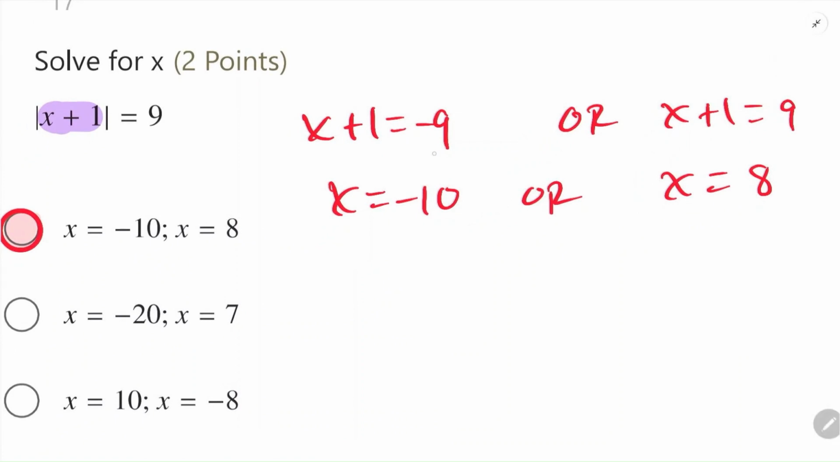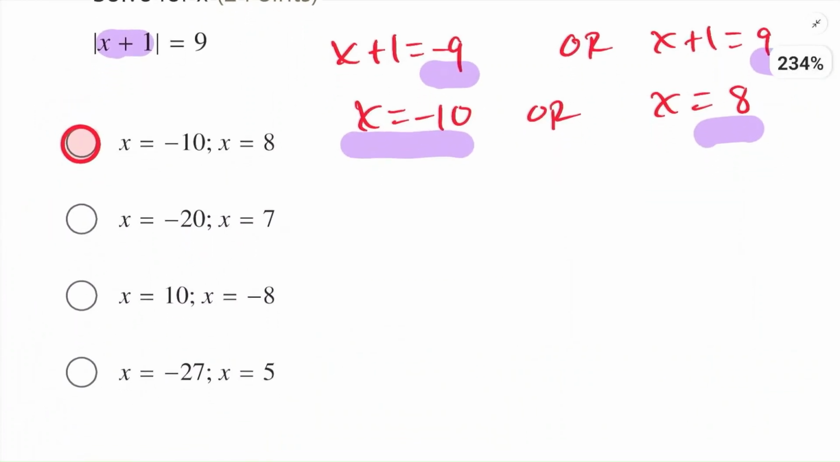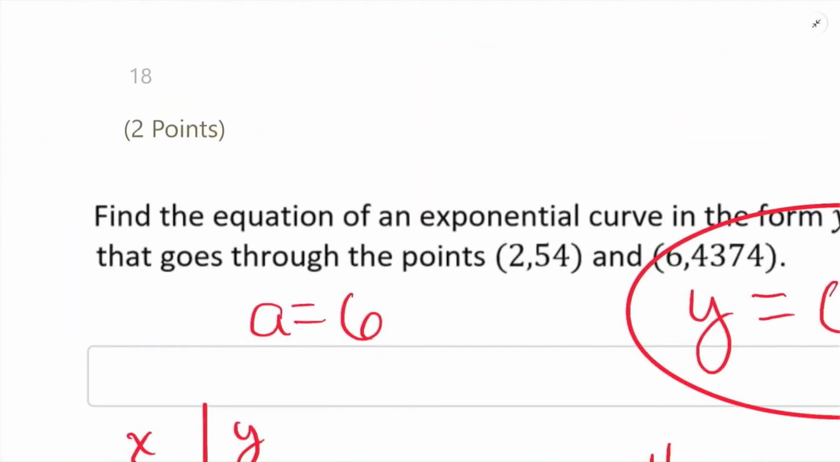If it was negative 9, then I subtract 1 from both sides and I get x is negative 10. If it was positive 9, I'm still subtracting 1 from both sides. 9 minus 1 gave me 8. So x is negative 10 or x is 8. Two things. That's the trade-off to get rid of the absolute value.